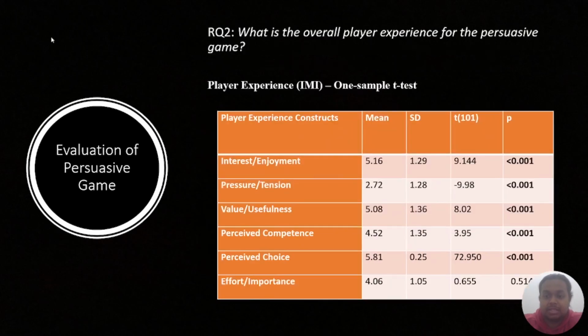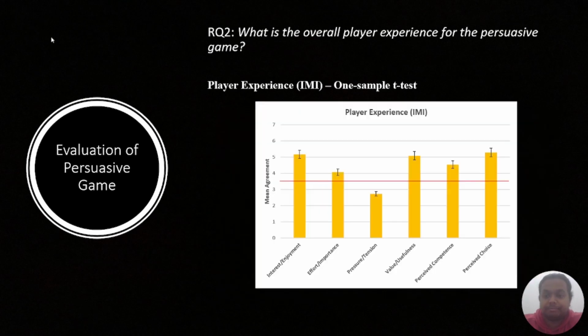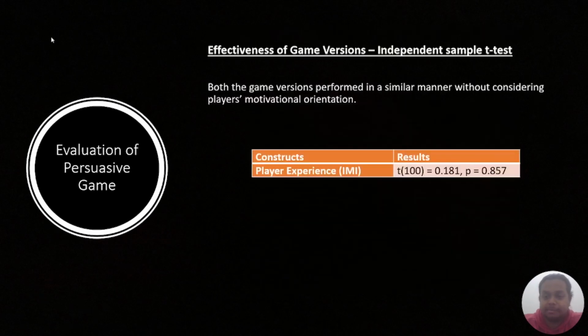To answer RQ2, we conducted a 1 sample t-test on the overall results of the IMI responses. It was evident that except for the effort and importance constructs, all other t-values were significant. And the values were over the median score of 3.5 except for pressure and tension. This shows that the players did not feel tense while playing the game. To explore the effectiveness of the game versions across IMI, we conducted an independent sample t-test. It was evident that both the game versions performed similarly without considering players' motivational orientation.